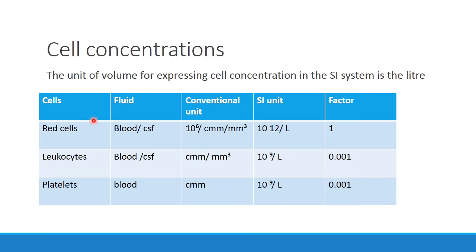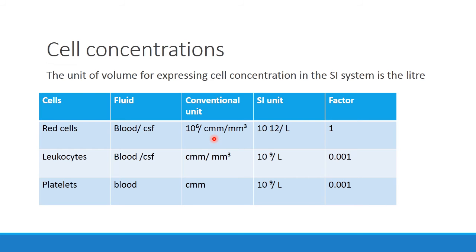Next one, moving on to cell concentration. The unit of volume for expressing cell concentration in the SI system is the liter. So most probably we'll be dealing with these cells. Cell counts will be given. So usually the cells which are present in either blood or CSF will be expressed in terms of cubic mm or mm cube, means the same, that is microliters.